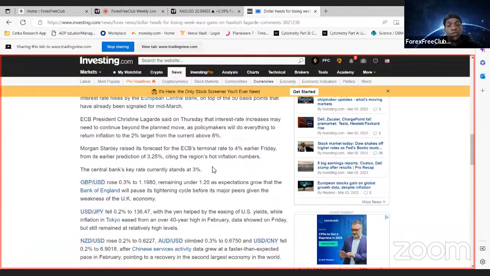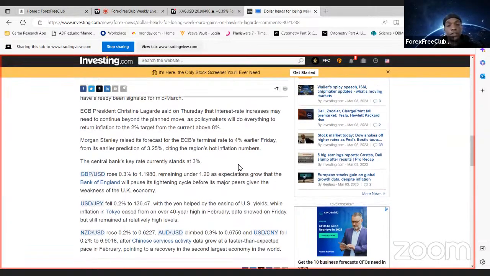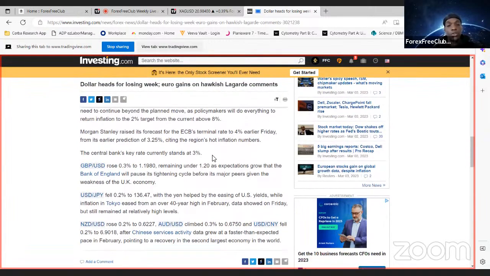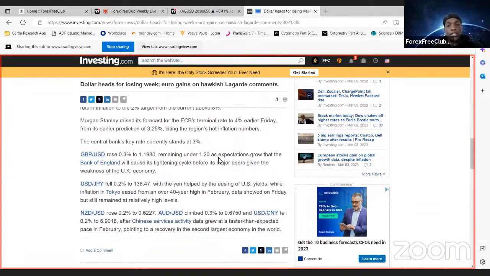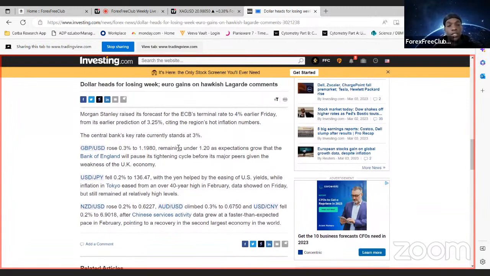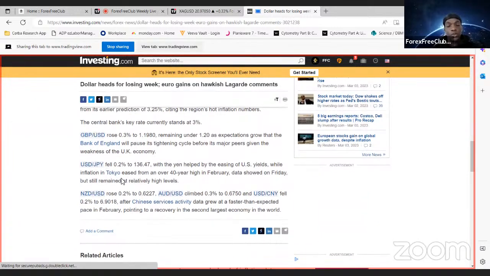Morgan Stanley raised its forecast for the ECB terminal rate to 4% earlier Friday from its earlier prediction of 3.25%, citing the region's hot inflation numbers. The central bank's key rate currently stands at 3%. GBP/USD rose 0.3% to 1.1980, remaining under 1.2 as expectations grow that the Bank of England will pause its tightening cycle before its major peers, given the weakness of the UK economy.